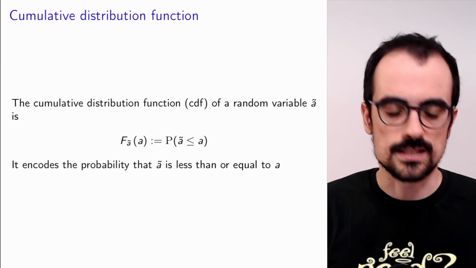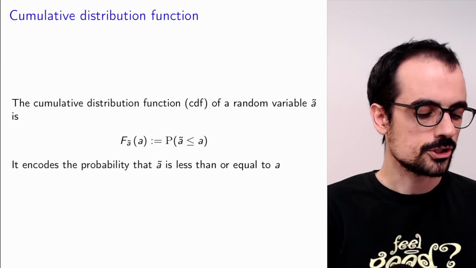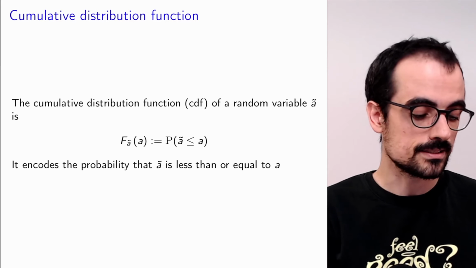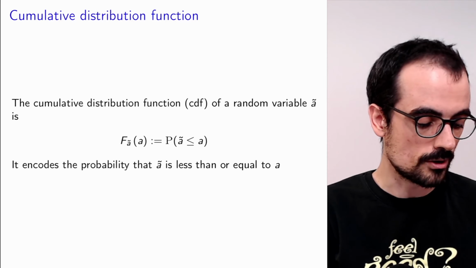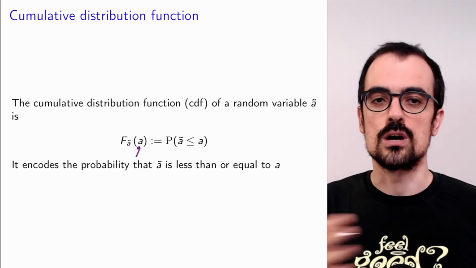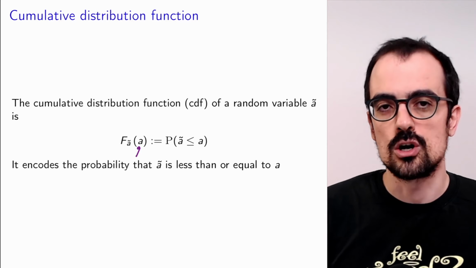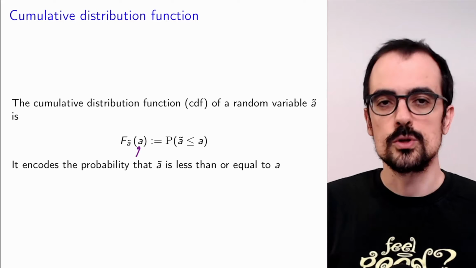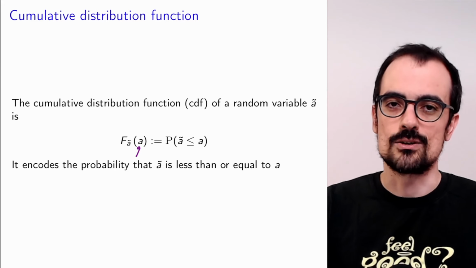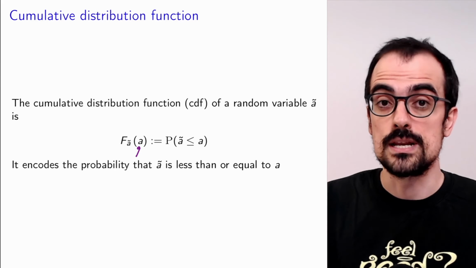Okay, so let's remind ourselves. The cumulative distribution function of a single random variable tells us the probability that the random variable is smaller or equal to any value on the real line. And that completely characterizes the behavior of the random variable. We can use it to compute the probability that the random variable is in any interval or any union of intervals.